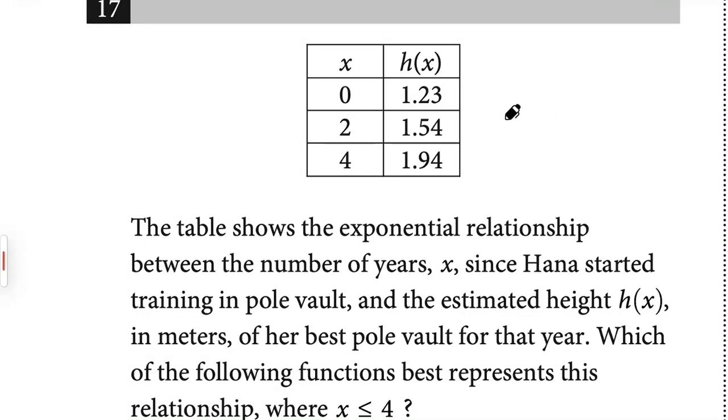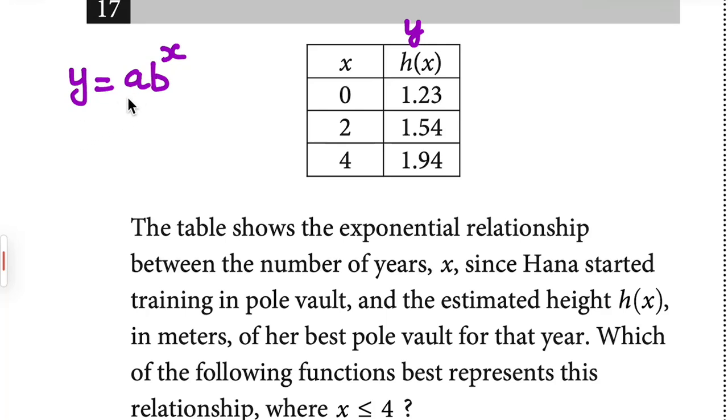A table is given in question number 17, x and h(x). So h(x) is the output. You can also call it y, so x and y. The table shows the exponential relationship. Let's stop here, because whenever your question says exponential relationship, you have to start from y equals a b to the power x most of the times.